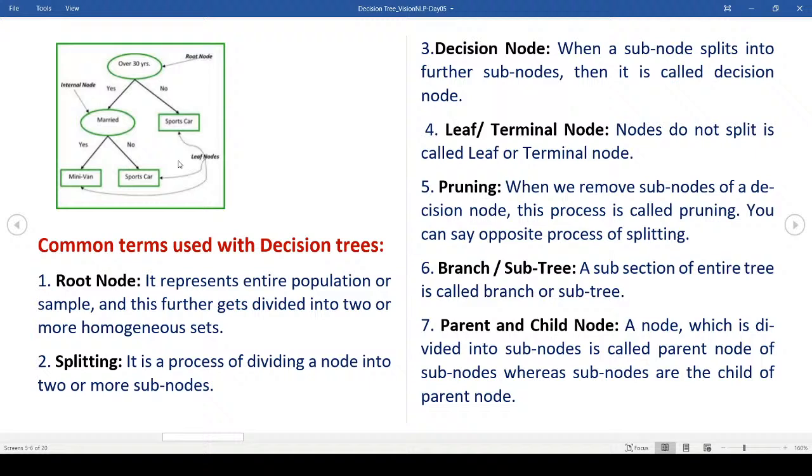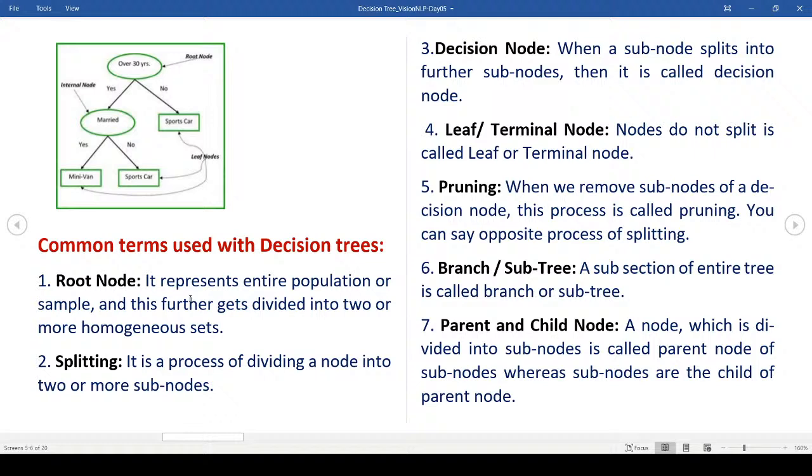So you can split your decision tree until you get to the leaf node. Once you reach the leaf node, you have come to the situation where you cannot split further. When you have only the value 0 and 1, then you can predict with your model, right? So in common terms, there are definitions here, you can quickly have a look.